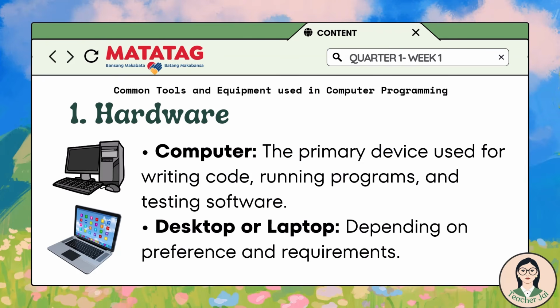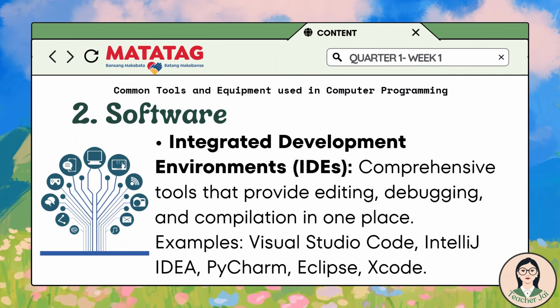Subtopic 1: Exploring tools and equipment in ICT. Common tools and equipment used in computer programming. 1. Hardware: computer, the primary device used for writing code, running programs, and testing software. Desktop or laptop, depending on preference and requirements. 2. Software: integrated development environments, IDEs, comprehensive tools that provide editing, debugging, and compilation in one place.